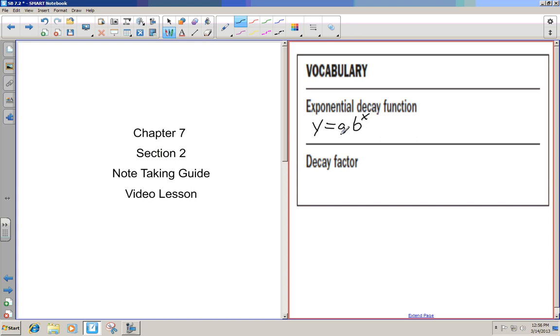Now, still, a has to be greater than 0. But this time, b, and this is what was in the words to review, has to be between 0 and 1. It can't be 0, because everything would be 0. It can't be 1, because then it would just always be a. So it has to be a decimal or a fraction between 0 and 1. The decay factor is that b value. So we'll say df.